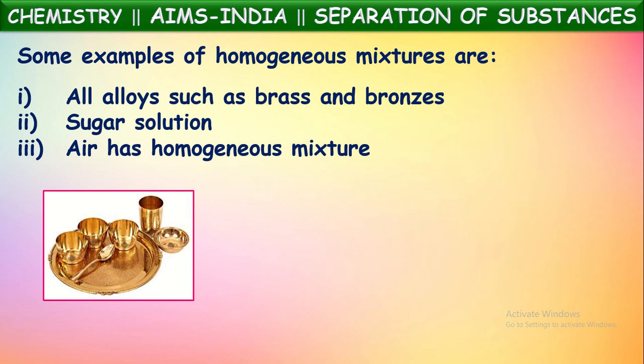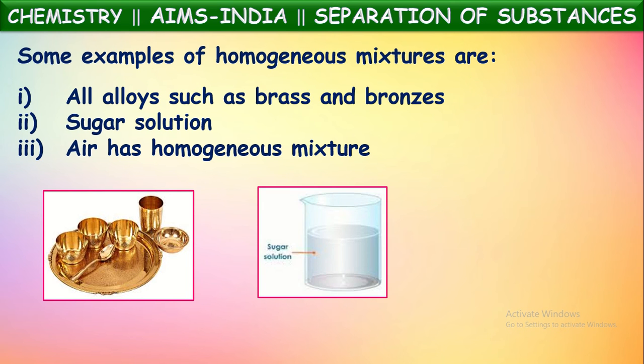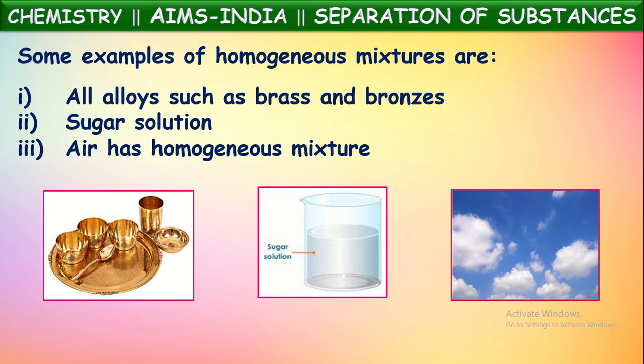See, alloys like brass and bronze are made up of more than one kind of metal actually, but they seem like one metal, isn't it? And sugar solution is made up of water and sugar, but it seems like one liquid. And even air. Air is a mixture of so many gases like carbon dioxide, oxygen, nitrogen, water vapor, etc. So these all come under homogeneous mixtures.